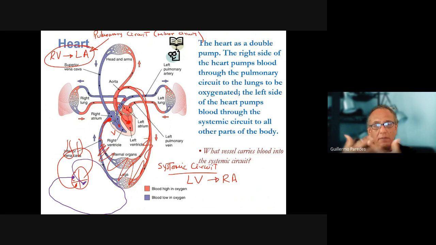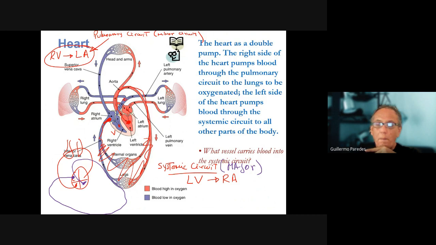Number one, when I ask you about the pulmonary circuit or the systemic circuit, they always start in the ventricles. Always in the ventricles. Write it down. And where are they going to end? They are going to end in the atriums. Whatever I ask you, systemic or pulmonary circuit, it starts in the ventricles, and both end in the atriums. The systemic circuit is called the major circuit. So look at this: pulmonary circuit or minor circuit, systemic circuit or major circuit. You okay with that? Yes.